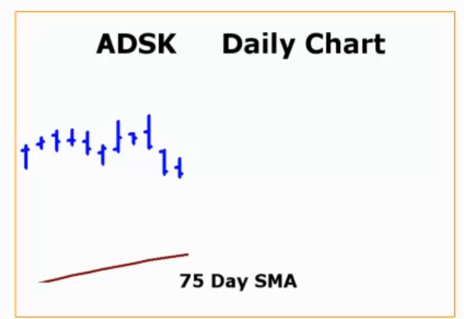So the first thing is the reference point with the 75-day. So here we've got a stock that's cruising up above the 75. The 75 is sloping up. So we know we've got a stock that's in an uptrend.